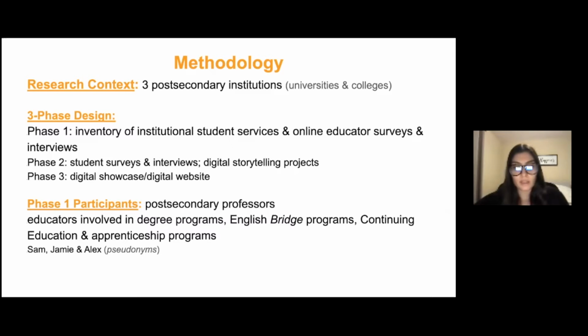We also invited them to participate in a digital storytelling project where they could select a project of their liking, whether it was a video resume, a blog, or a video blog, a vlog, where they could discuss their prior background and any language experiences they've had, and also work with a researcher to cultivate their digital storytelling and creative skills. And lastly, our third phase was to form a digital website or digital showcase, which we are currently in the process of doing.